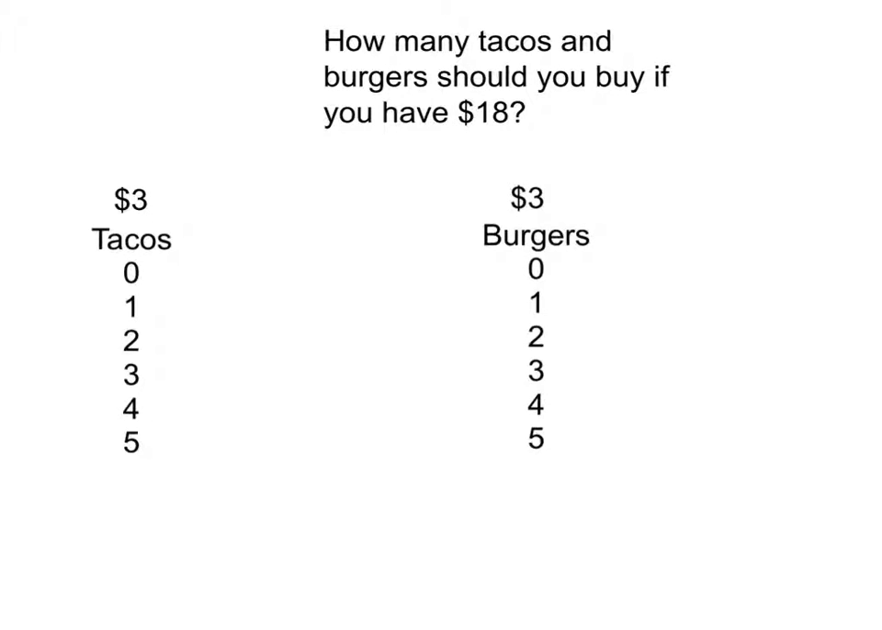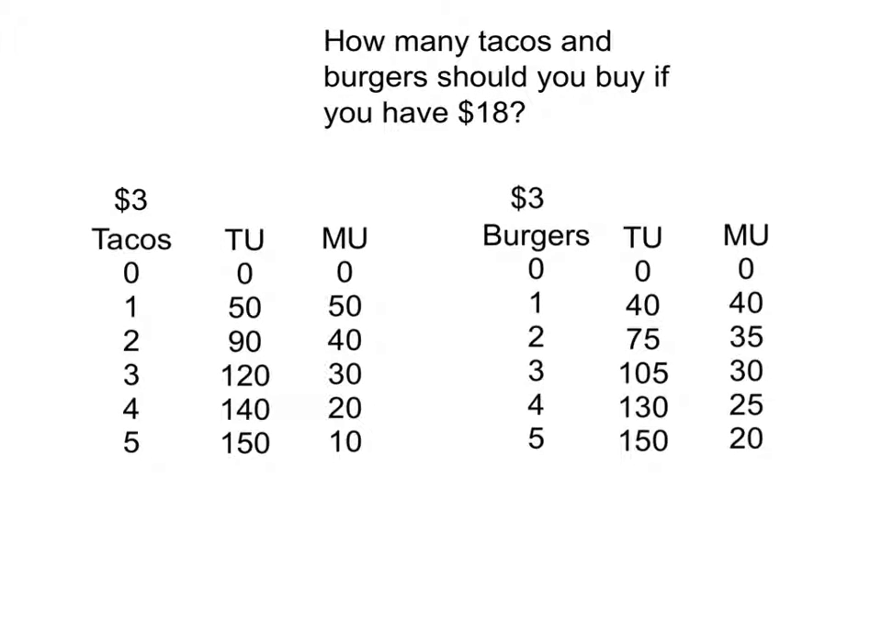Alright, let's say you have $18, and you can either buy tacos or burgers, and each of them cost $3. The question is, how many of each should you buy? Well, we can't answer this question until we know how much utility you're going to derive from eating tacos and burgers. On top of that, we're going to want to know the marginal utility from eating the first taco, the second taco, the third taco, and the same for burgers.